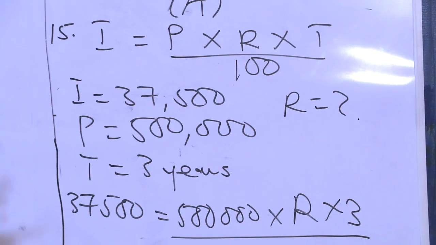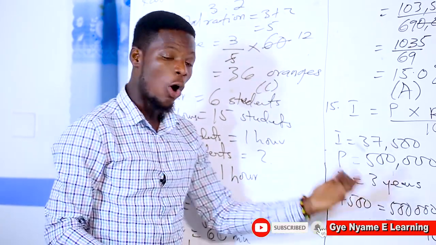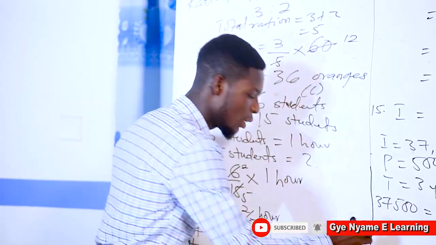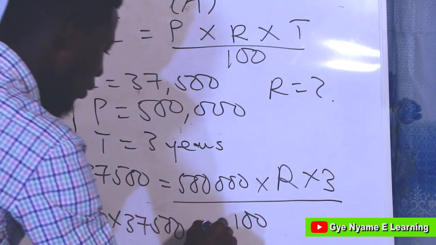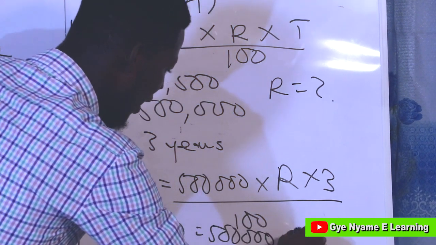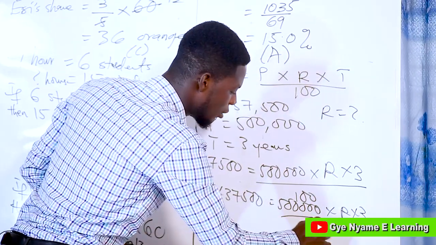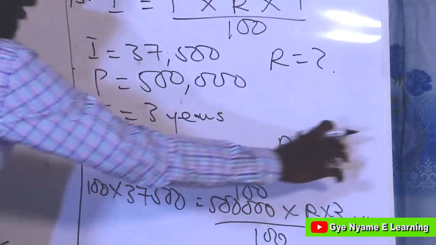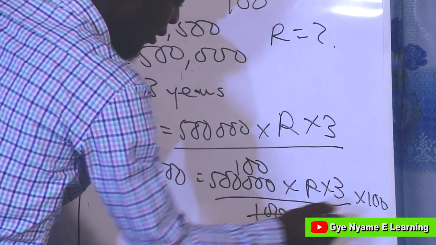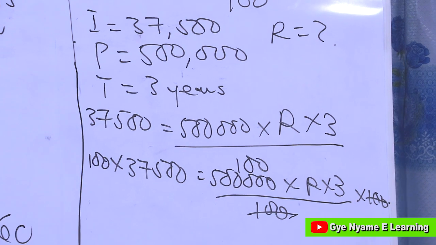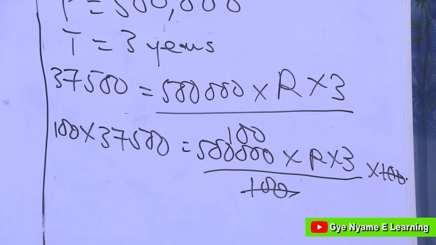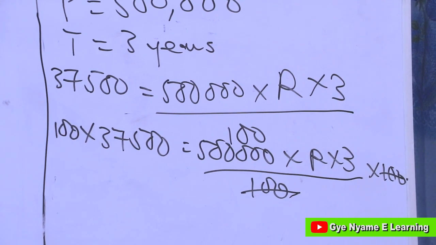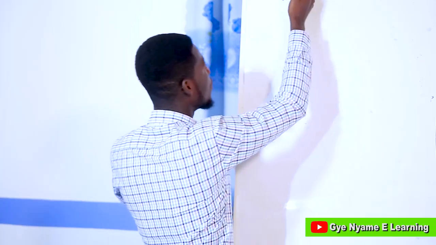What do we do here? We can do cross multiplication. So this times this, or we multiply both sides by 100, and that will give us 100 times 37,500 equals 500,000 times R times 3 all over 100 times 100. So this is the term, and we are multiplying each side by 100. This will cancel this. So I'm going to continue on this side. All right, so let's proceed right from here. 37,500 times 100. That will give you 375,000. So 2 more zeros. That will be what?